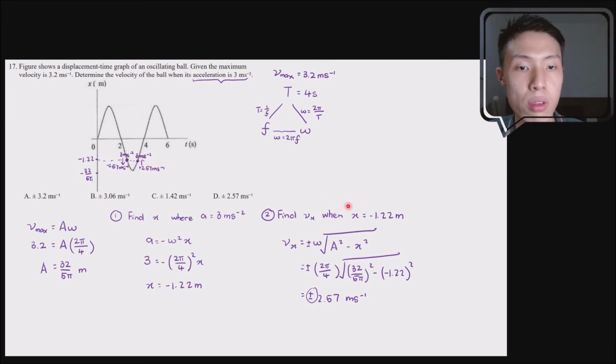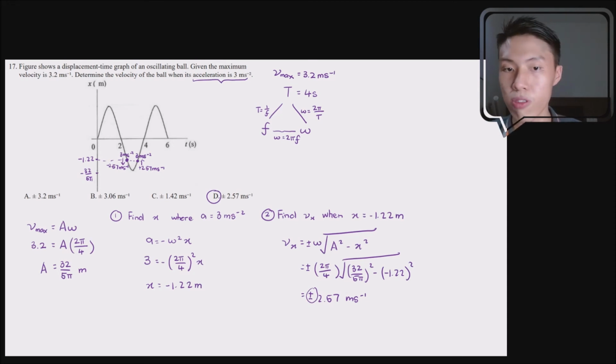But what they tell you here is just that x is equal to negative 1.22. They only tell you that acceleration is equal to 3 meter per second square. So both of these are valid positions where the acceleration is 3 meter per second square. So we have to include both the negative answer and the positive answer for velocity in our answer. That's why the answer here has a plus minus, and you find that the magnitude is 2.57 meter per second square. That's why the answer for this question is plus minus 2.57 meter per second square.